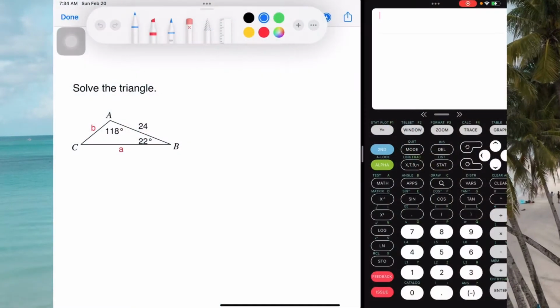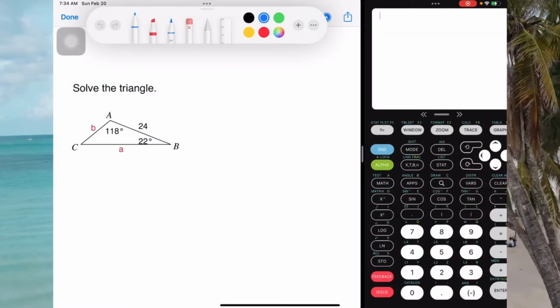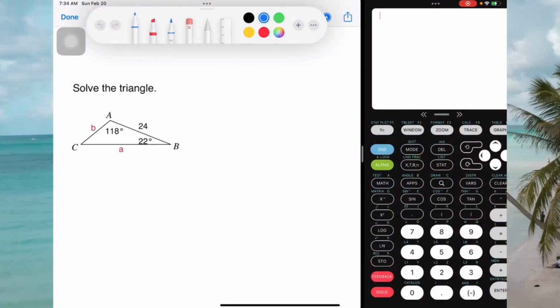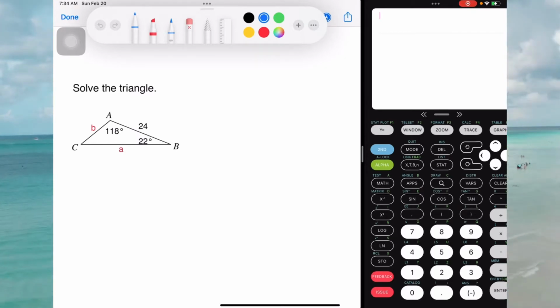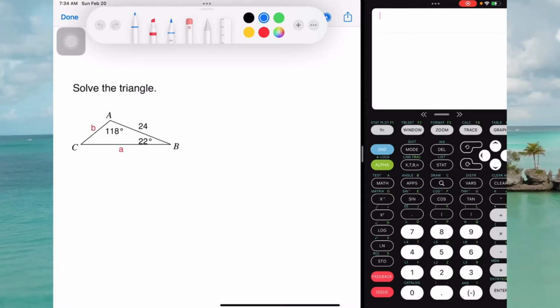In this video, we will go over two examples in using the law of sines in solving a triangle. To solve a triangle means to calculate all the missing parts of the triangle. Now, what does the law of sines state?